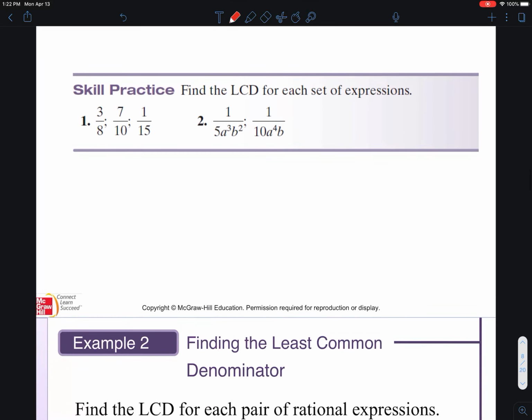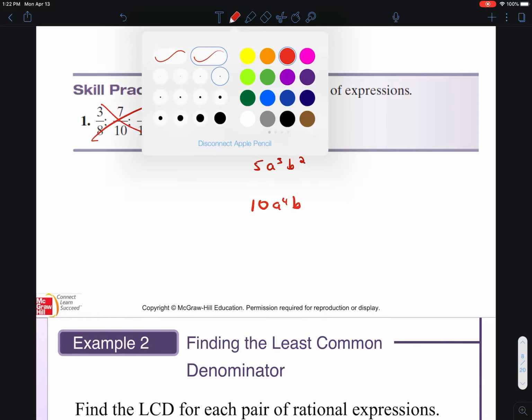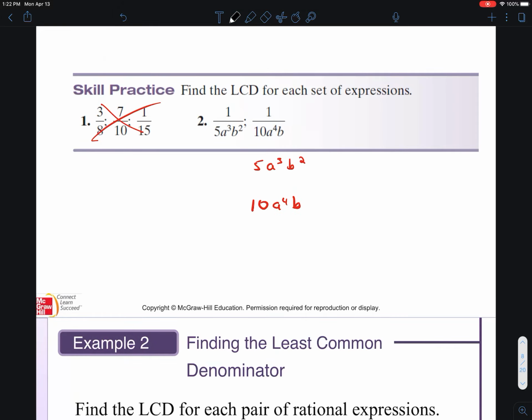Again, if I look at number 2, I'm not going to do this one. If I look at number 2, I have a 5a to the 3rd power and b squared. I have a 10a to the 4th and b. So for this one, I'm going to give it a 2. I'm going to put parentheses around it because I have a 10 here.